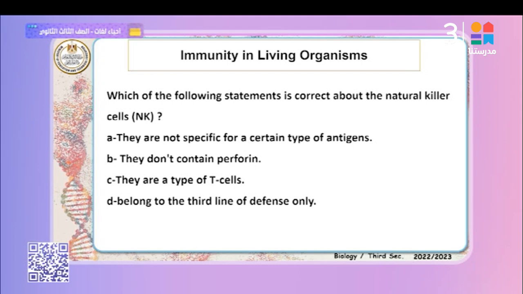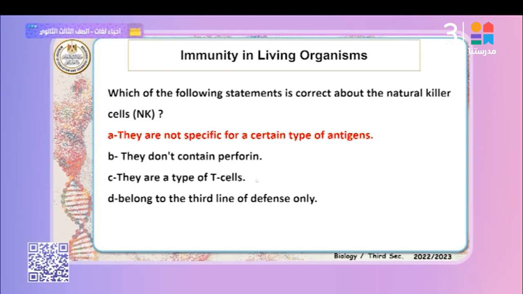They are a type of T cells. Belonging to the third line of defense only? No, it belongs to the third line and the second line. It's wrong. Is it a type of T lymphocytes? No. T cells have types: helper T cells, TH, cytotoxic T cells, TC, and suppressor T cells, TS. This is wrong. They don't contain perforins? It is the T cells that secrete the perforin substance, which perforates the antigen of microbes and pathogens. It's wrong. They are not specific for a certain type of antigen. The best answer is A. That's right. Okay. Another question.